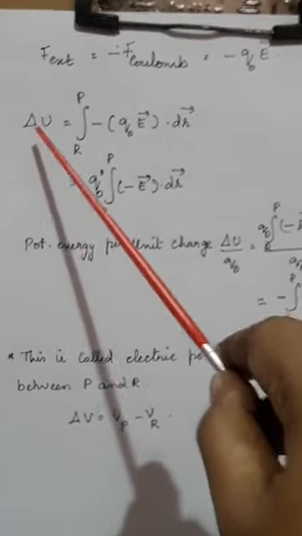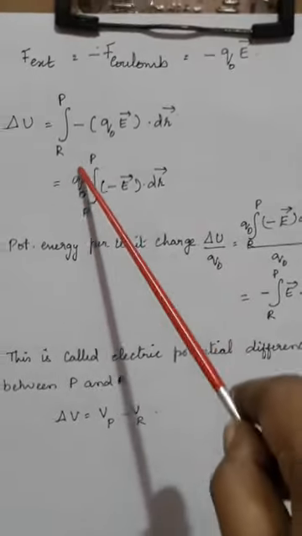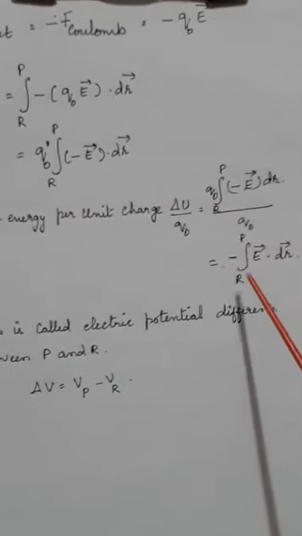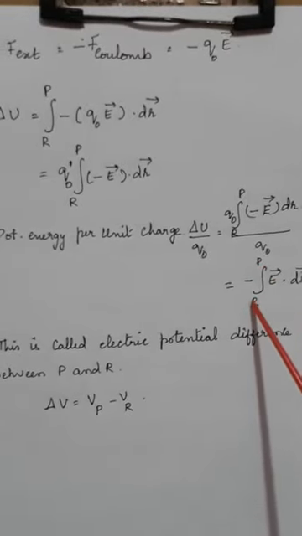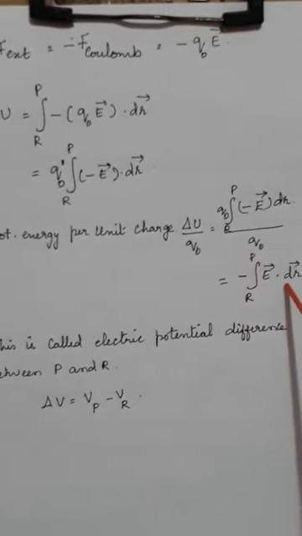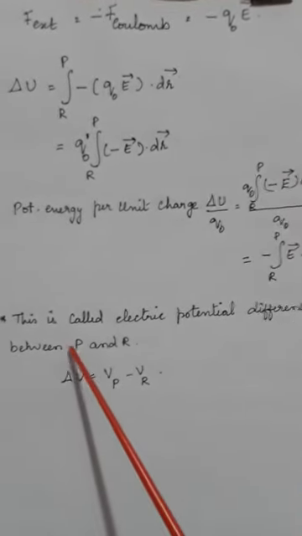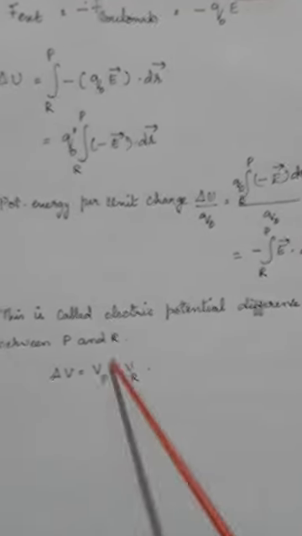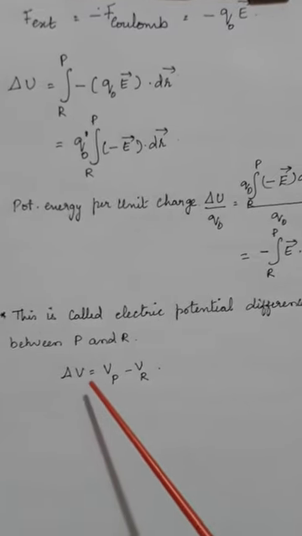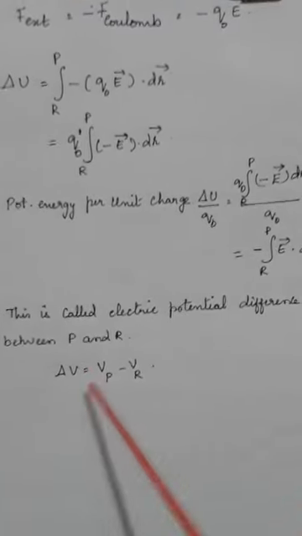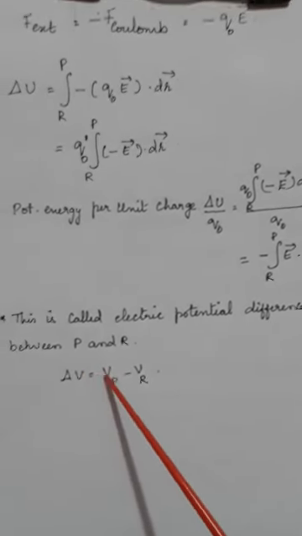So potential energy per unit charge will be equal to del U by Q naught. So this Q naught will get cancelled. So at last what will I have? I will have the equation del V equal to minus the integral from R to P of E vector dot dr vector. So this is what is called the electric potential difference between P and R. So del V is potential difference, and what you studied, del U, was potential energy. This is potential difference, so that is why it is written as V. V is always potential difference. So Vp minus Vr.